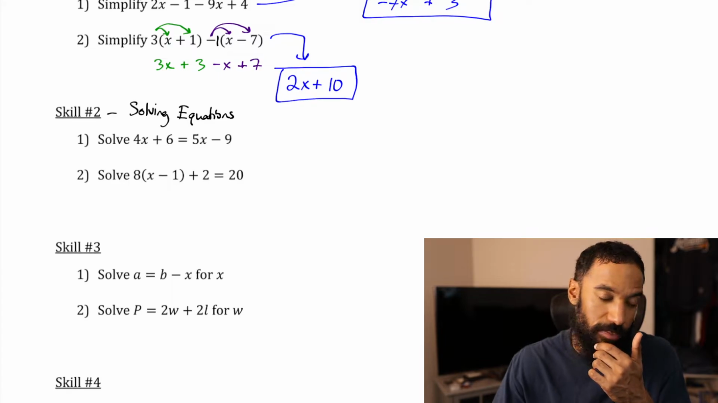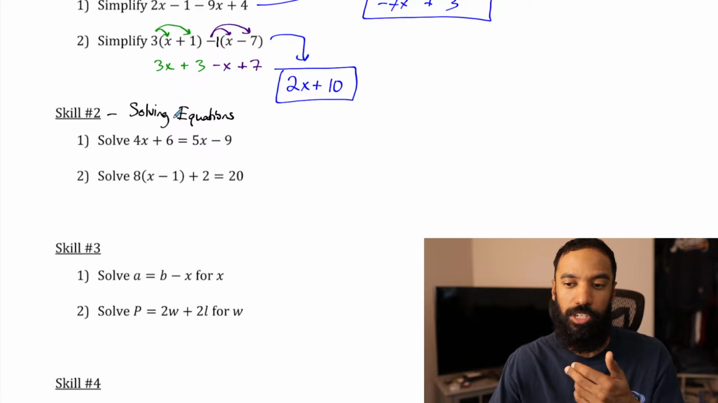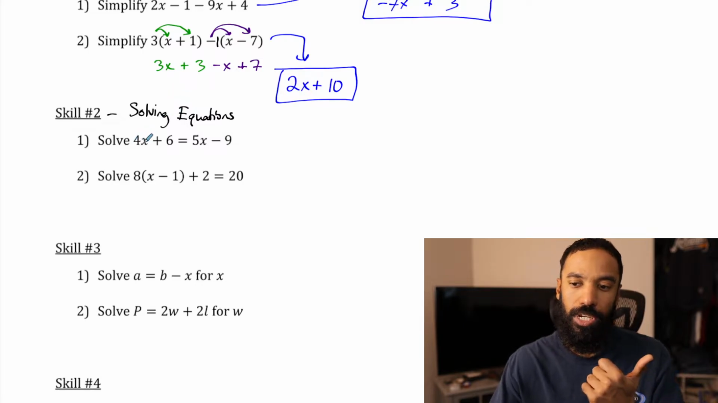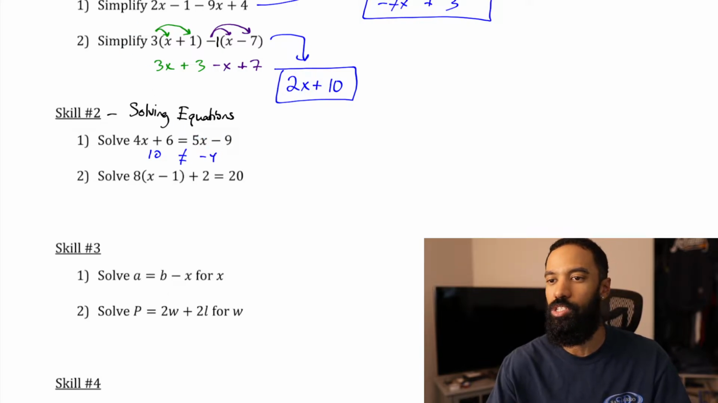What value of x makes the left side equal the right side? And we're not just plugging in numbers, we're not trying every number under the sun till it works. Hey, let's try 1. That's 4 times 1 plus 6, that's 10. 5 times 1 is 5, minus 9 is negative 4. 10 doesn't equal negative 4. That means x doesn't equal 1.